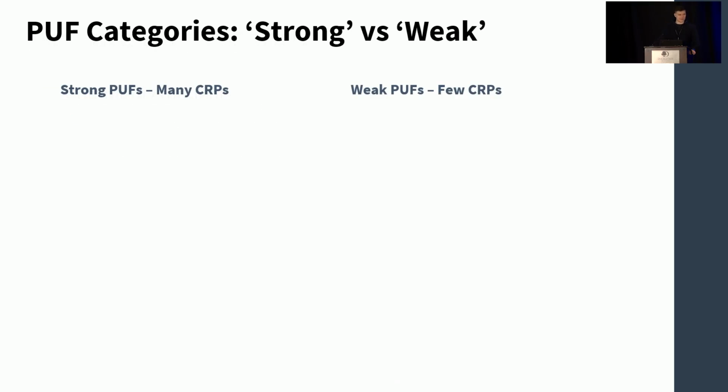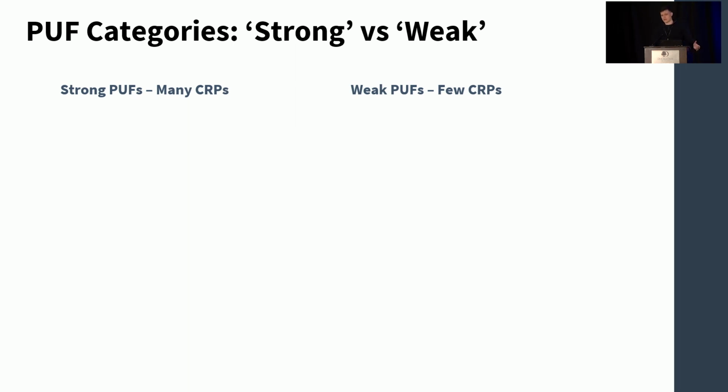So PUFs can be generally categorized into two key categories. We've got strong PUFs and weak PUFs. And the terminology is not so clear on this, as strong and weak doesn't refer to the inherent security properties of the PUF, rather the challenge response space, so the number of possible unique challenge responses that you can generate from a PUF.